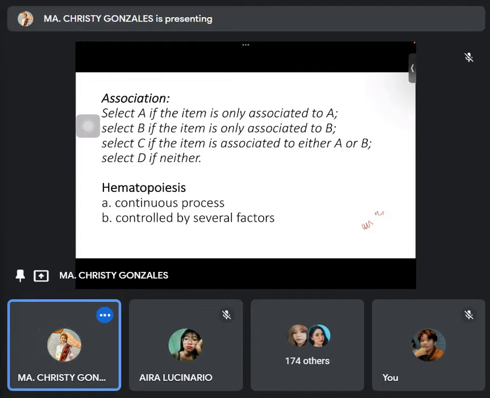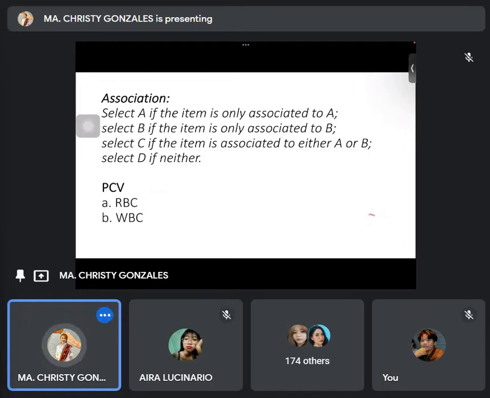Letter C. Next, PCV. We know that's packed cell volume. So that is only associated with letter A. Packed cell volume or hematocrit. That's a parameter of RBC.